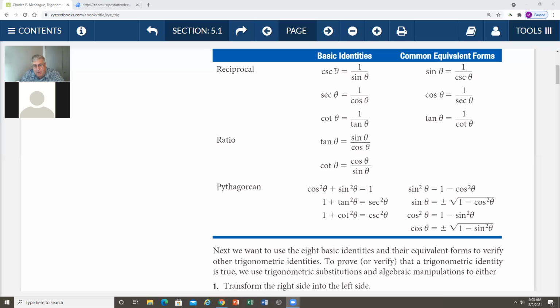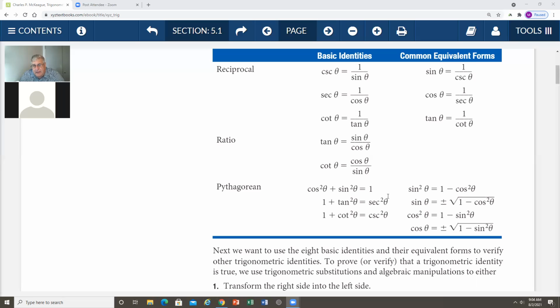So we can accept all of these as being valid statements, where the left side is equal to the right side for all values of the angle theta. And so we have these different identities here. We have what are called our reciprocal identities, our ratio identities, and our Pythagorean identities that basically come from the Pythagorean theorem of the right triangle.